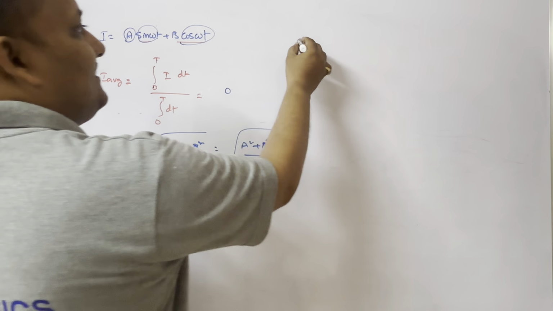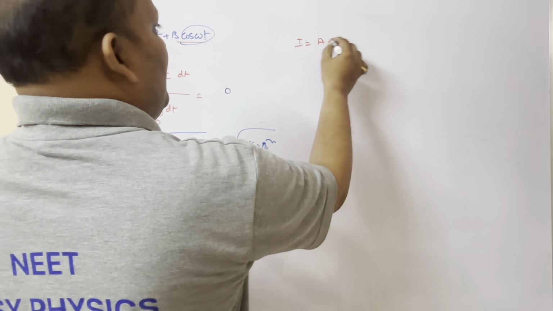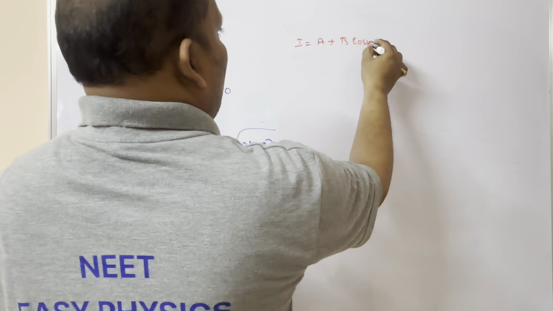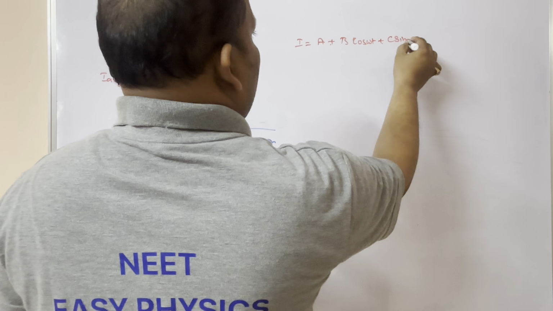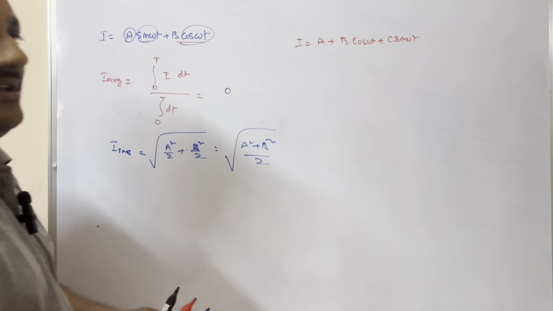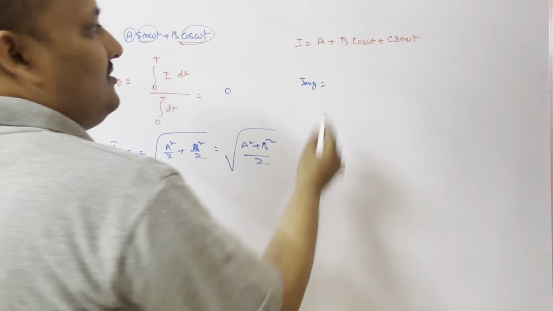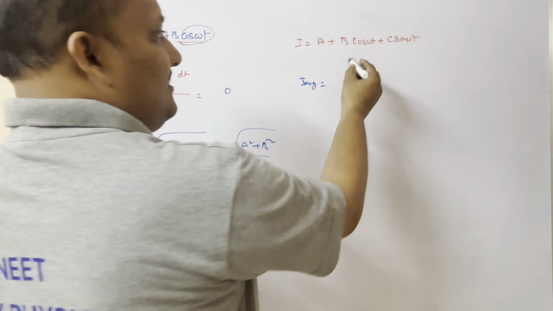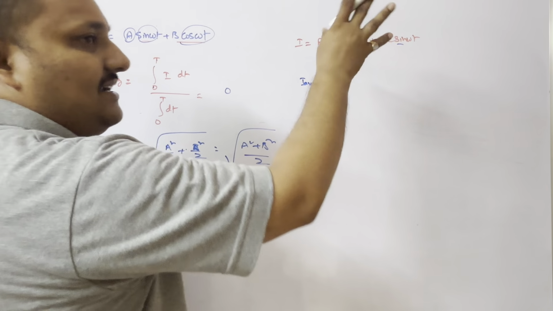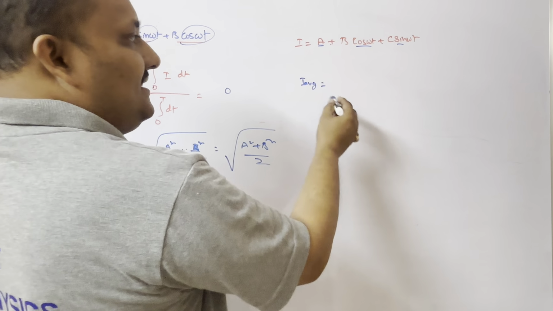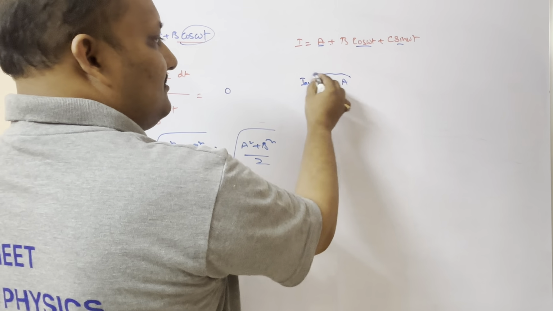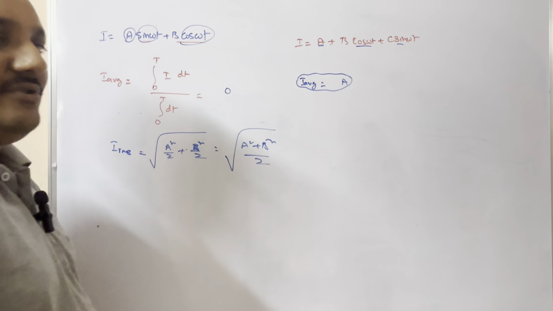Sometimes they will give it like this: I is equal to A plus B cos omega t plus C sin omega t. At that time, what is the average value? Whenever a sin or cos term is there, that term is going to become 0. Only this constant term is going to remain. So the I average value is going to be A.